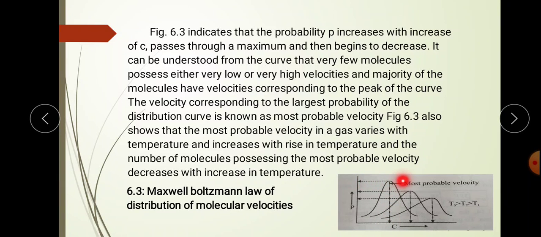Means here the probability is high. More molecules show this type of velocity. This velocity has been shown by fewer molecules because the probability has decreased. Here the probability value decreases. So the number of molecules having the most probable velocity decreases with the increase in temperature. So this is the study of this 6.3 graph, that is the Maxwell Boltzmann law of distribution of molecular velocity.